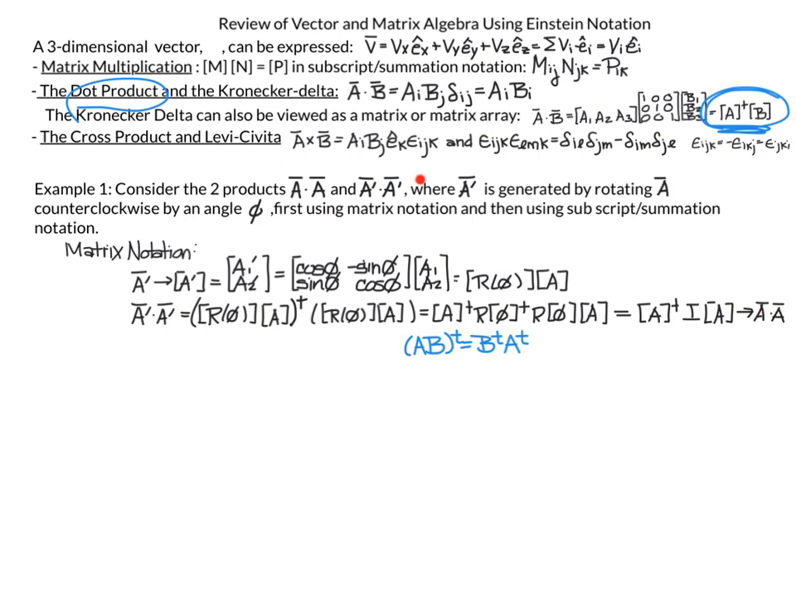So I actually did both of these at the same time. So A prime dot A prime will equal A dot A.